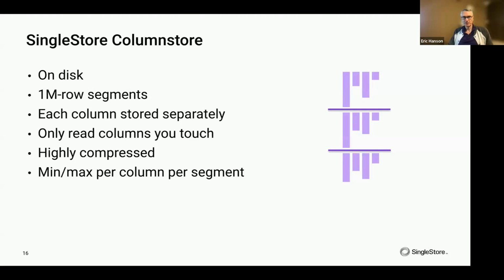So if you have a query with several columns and you're only touching, say, 2 of the columns, you only have to read those 2 columns. You don't have to even read the other columns from disk. And so that can give a better response time. And the data is highly compressed. There's also minimum and maximum values per column, per segment. So if you have a filter, like a range filter, you can skip entire segments in that case.